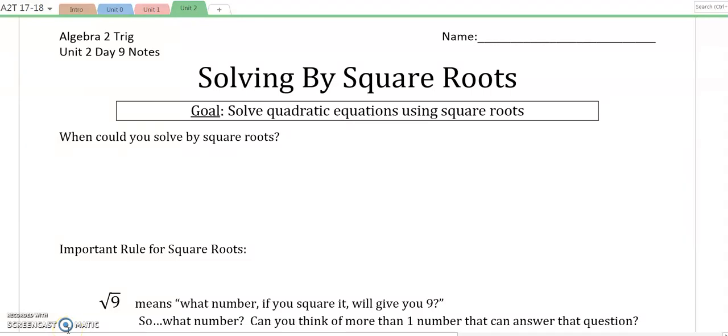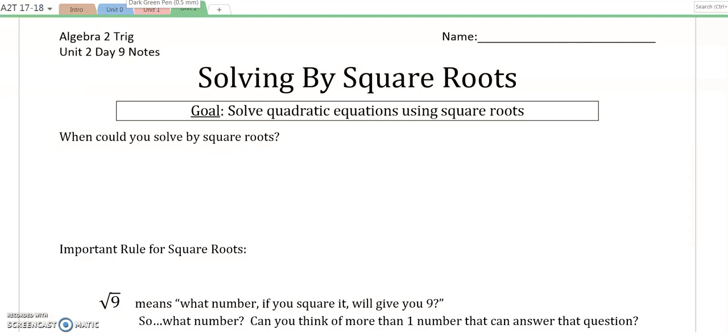Hi everyone, this is Mrs. Musoff here, and we are going to learn our fourth method for solving a quadratic equation, and that's using square roots. So that's the goal for today: solve quadratic equations using square roots.